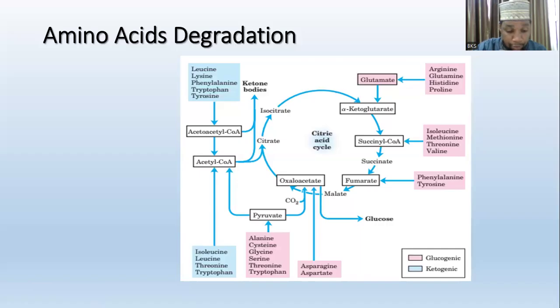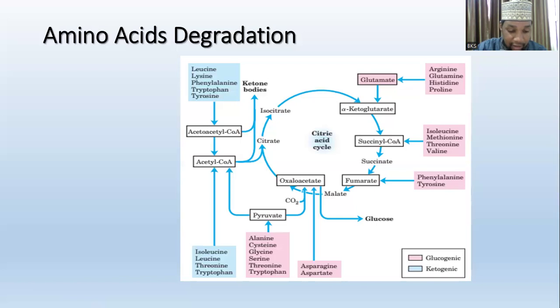Now, before these are synthesized, let's assume that the body does not need the energy. Therefore, it needs a source of energy that will be kept for future use. So the amino acid is broken down to some metabolites, and these metabolites will then be used for the synthesis of glucose in the case of glycogen synthesis, or fatty acids in the case of the synthesis of triglycerides for storage.